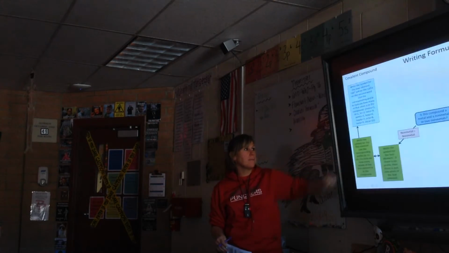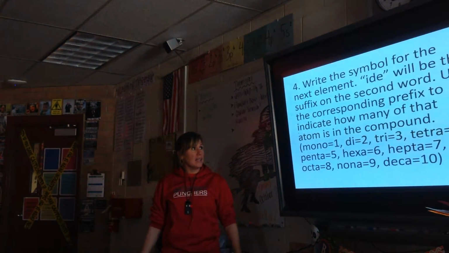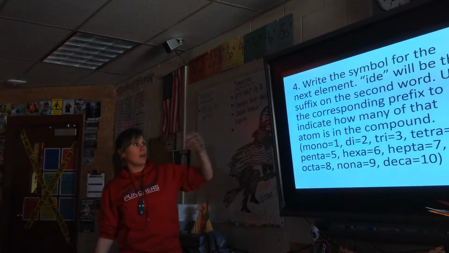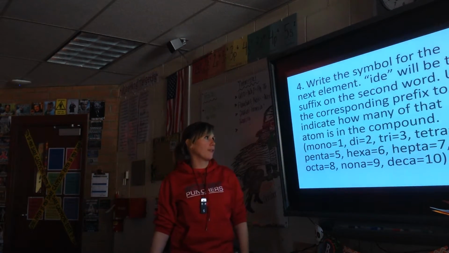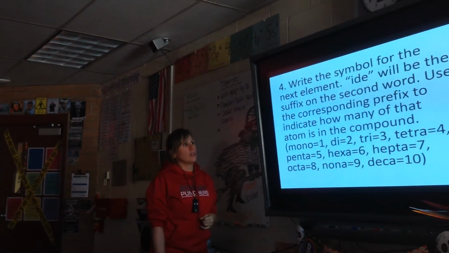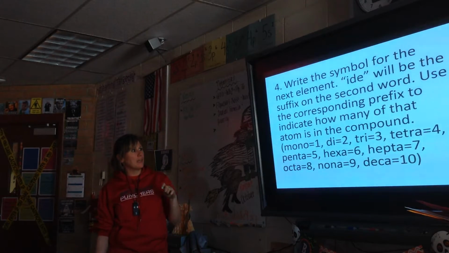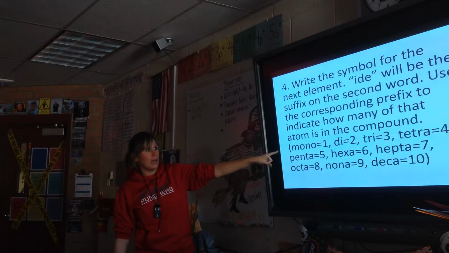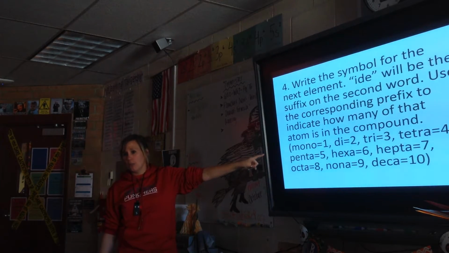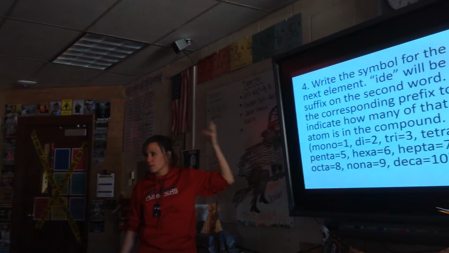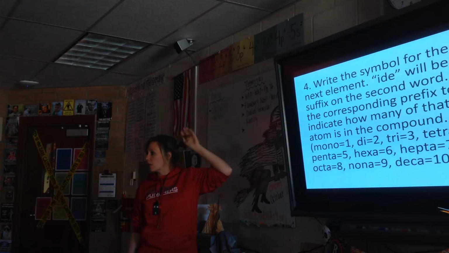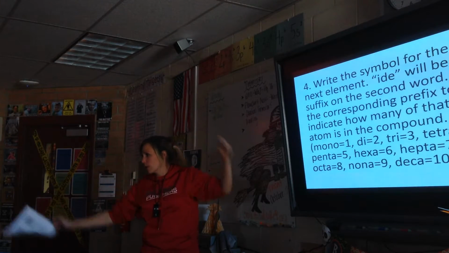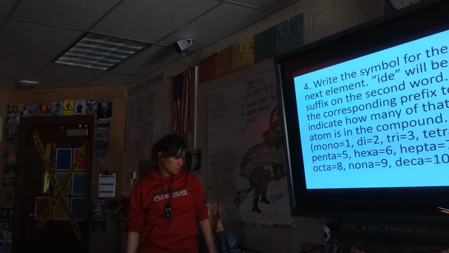Got it? Alright. The last step is to write the symbol for the second element. Again, IDE will be the suffix for the word. Then use the corresponding prefix to indicate how many of that atom are in the compound. You guys do already have this mono, di, tri part written down. If you want to write it down again, great, but you don't have to. It already is in that packet you have. It's typed in there. So that's up to you guys.